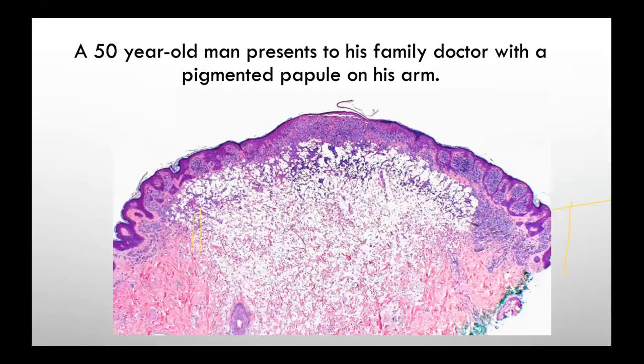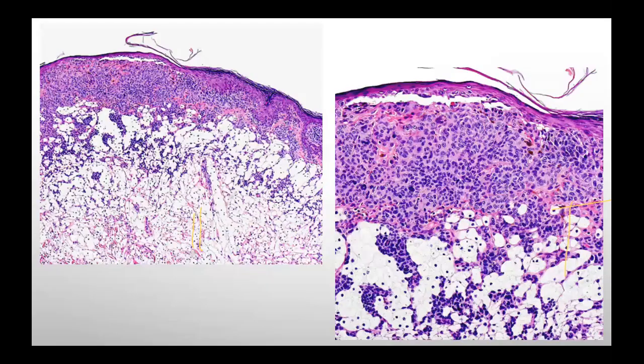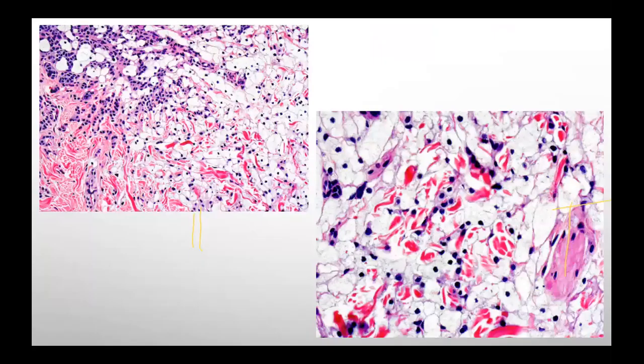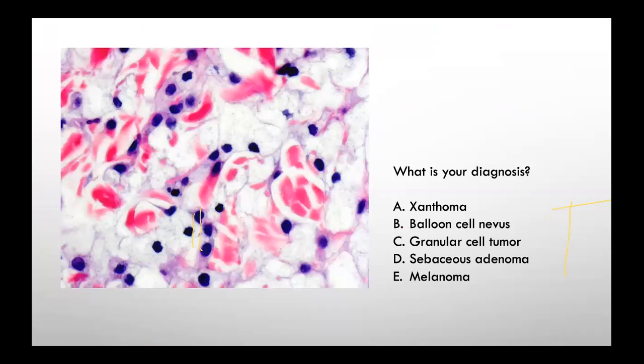Okay, I guess I have the last case. It's a 50 year old man who presents to his family doctor with a pigmented papule on his arm. Focus on the detail. What is the most distinctive thing that you will see in the slide? What came to your mind first? What is your diagnosis? Xanthoma, balloon cell nevus, granular cell tumor, sebaceous adenoma, or melanoma? Yes, it is B, balloon cell nevus.